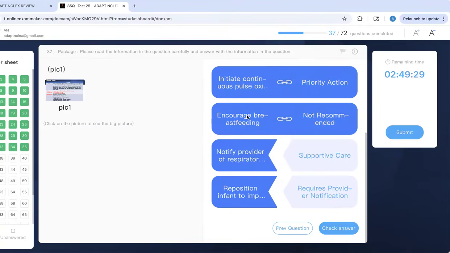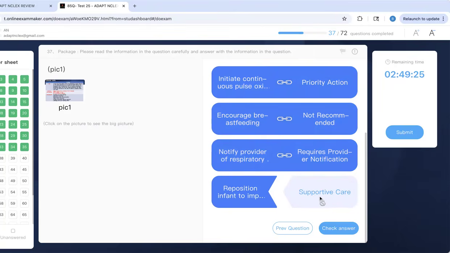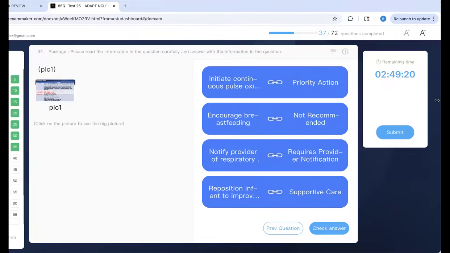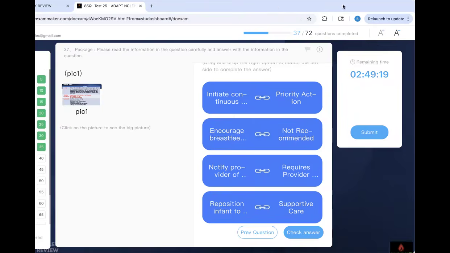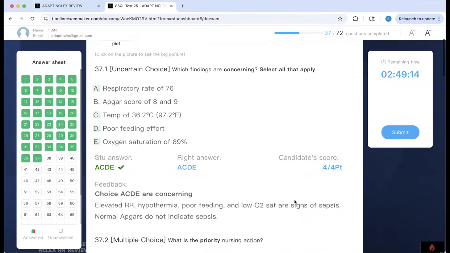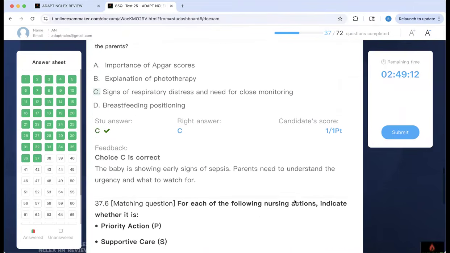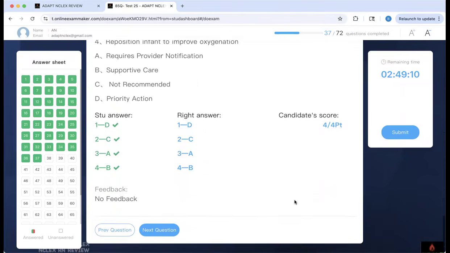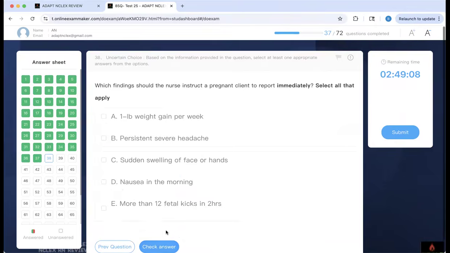Notify the provider about the respiratory status, yes. And when you reposition a client, it's supportive care. So this is just a way to trap you to overthink, basically a fancy way the NCLEX will do that to you. And this is the next generation question. This is the way you answer this kind of question. How did you do? I know you ace it.